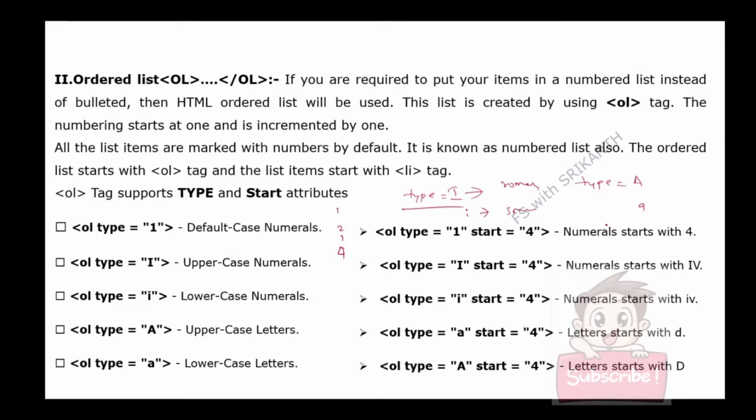So here, with the help of an ordered list, we can represent our data on a web page in numerical format, like numbers, Roman numbers and alphabets. This way we can represent.